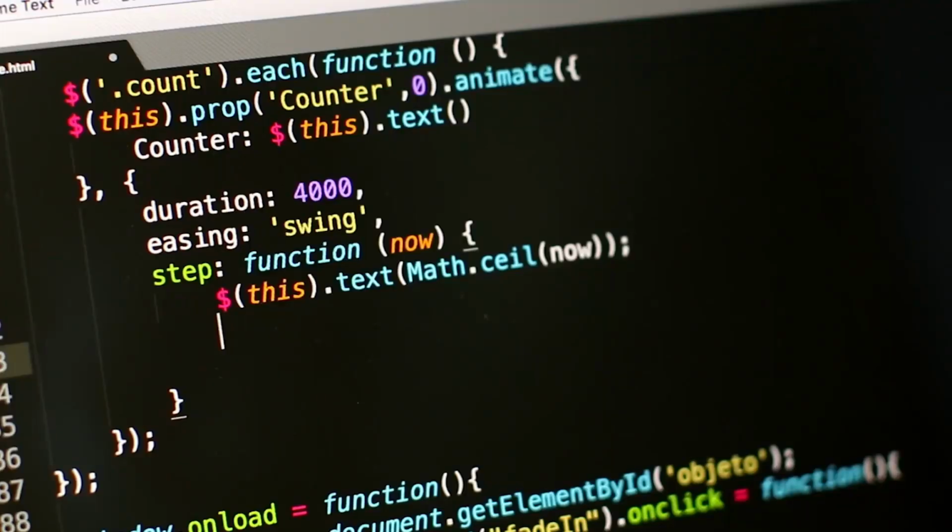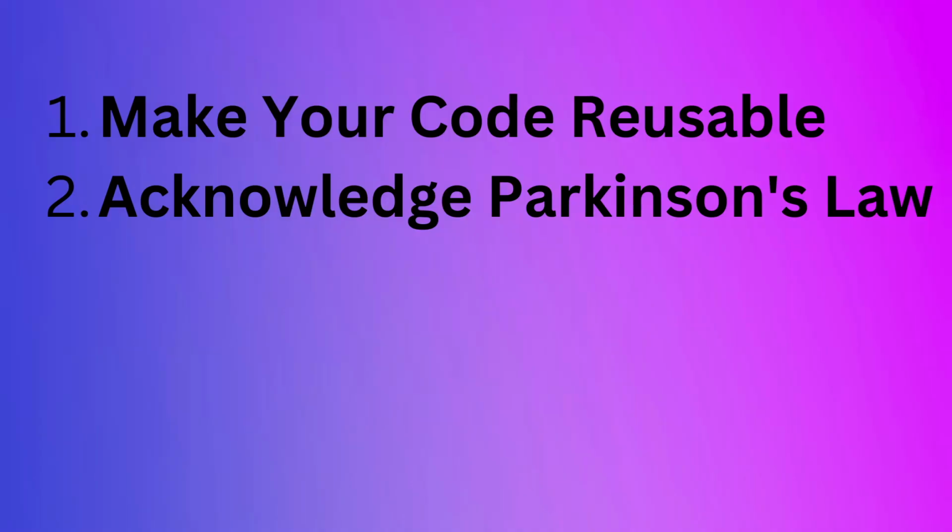Instead of creating different functions for several similar problems, try creating a function that can act as a template for each of those problems. The second tip is to follow the Parkinsons Law.